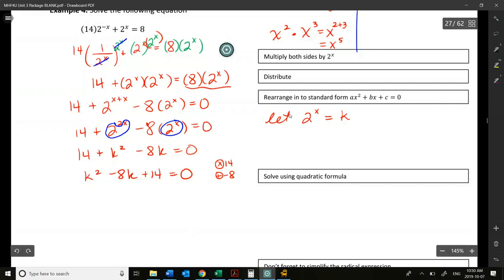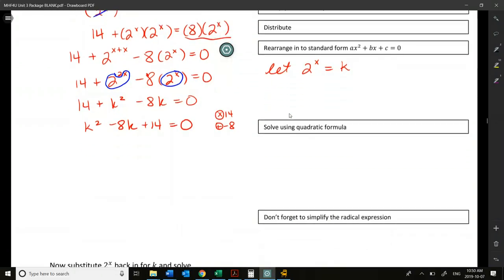Anything? 7 and 2, I don't think that's going to make 8. 14 and 1, I think those are the only options, right? Okay, so we've got to go quadratic formula here.